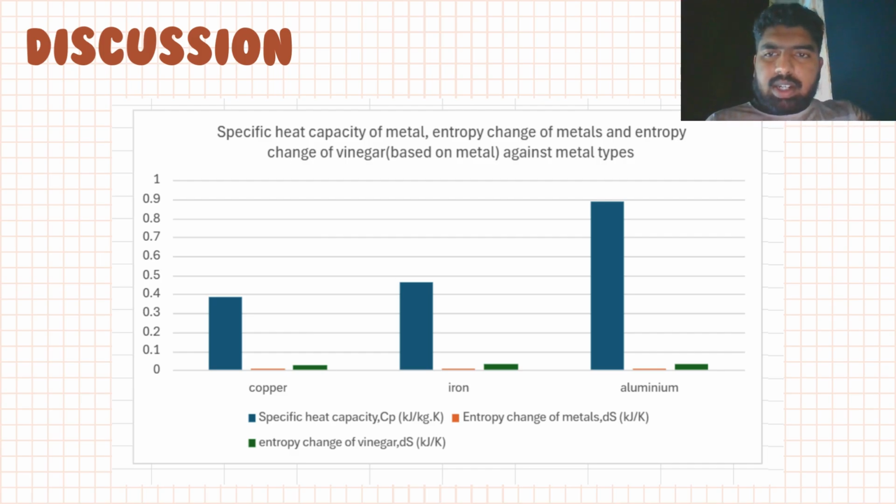And finally, this is just a bar chart which shows the differences between the specific heat capacity for each metal, the entropy change for each metal, and the entropy change of vinegar affected by these three metals.